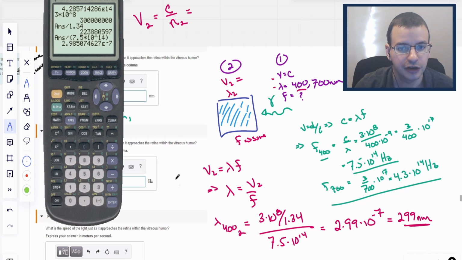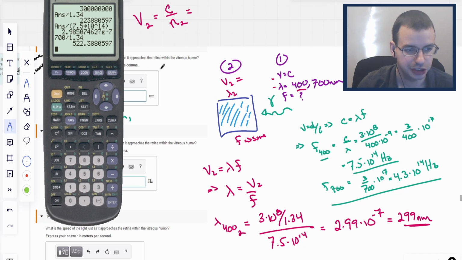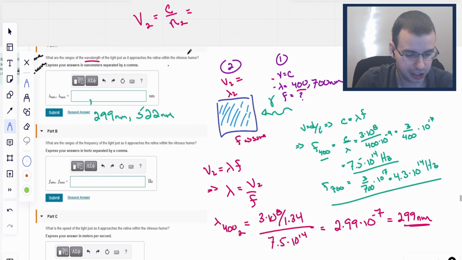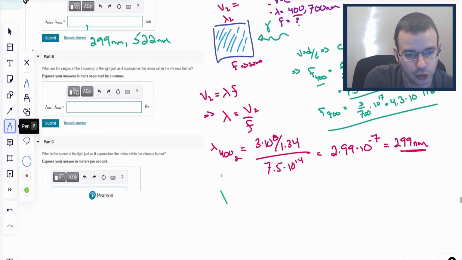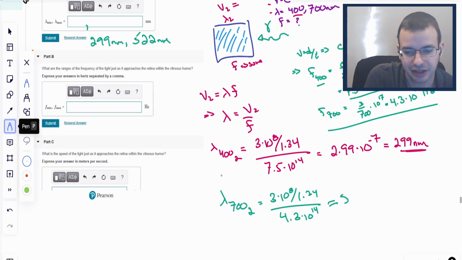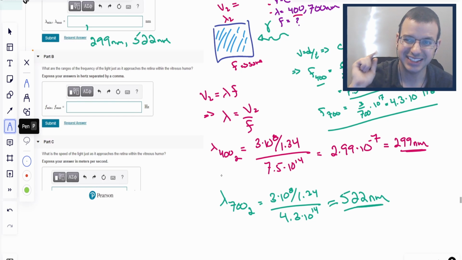And then for the next one, I'm just going to skip the steps here. 700 divided by 1.34, 522. 522 nanometers. I could have gone through the exact same process right down here. So the wavelength of the 700 nanometer photon in medium 2 would be 3 times 10 to the 8th over 1.34 divided by our frequency, which we know is 4.3 times 10 to the 14th. And if I did that math, I'd get 522 nanometers. So that's the concept. Frequency stays the same.